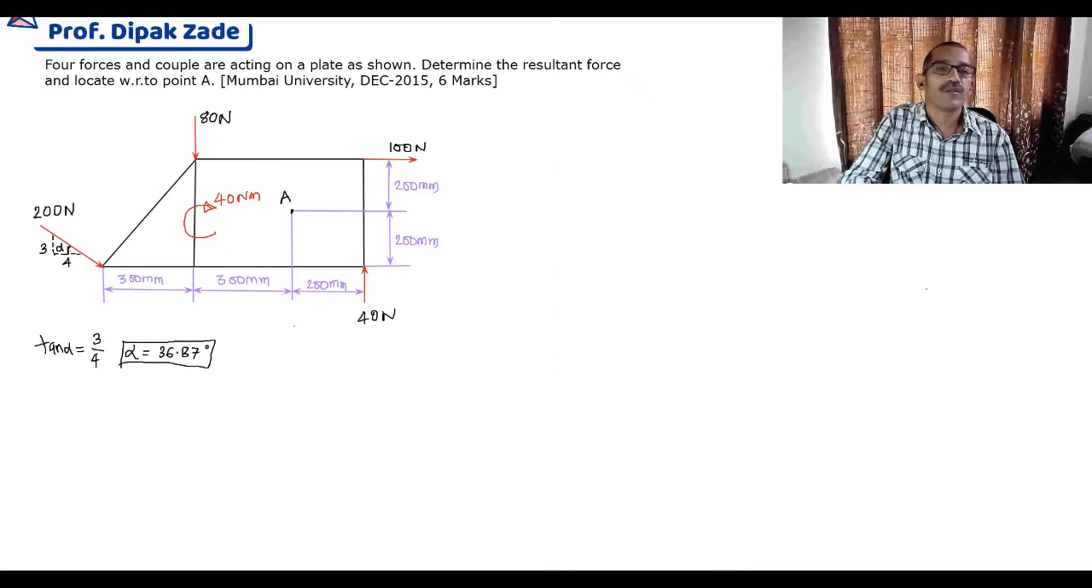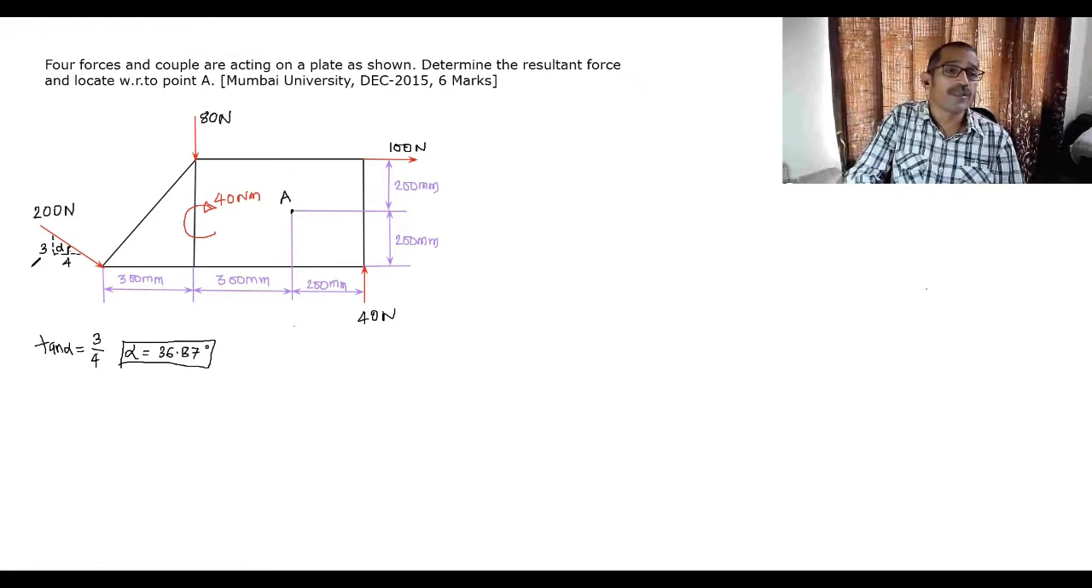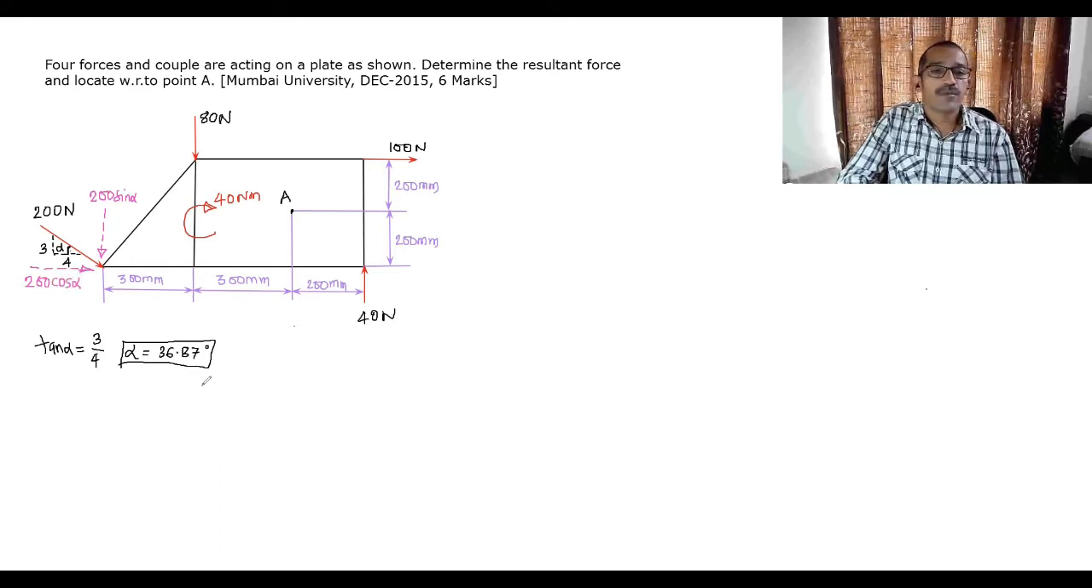Now you can resolve this force along the x and y axes. If we resolve, we'll get two components. The horizontal component will be rightward, see the direction of the force. And the vertical component will be downward. Magnitude of the vertical component is 200 sine alpha, because inclination is given with the horizontal: horizontal component is cos, vertical is sine. Horizontal component is 200 cos alpha. So finding Rx, Ry, R and theta, I think there is no issue, right?